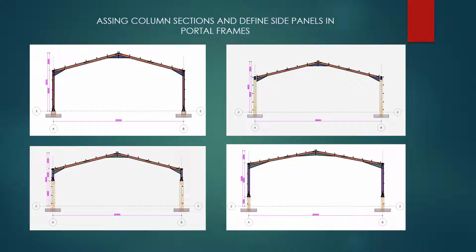In this lesson, we are going to learn how to assign column sections and define some panels in portal frames. In MkaPEB, you can define your columns in several ways. You can define only steel section columns, or you can define full concrete columns. You can make partial concrete columns, and on them you can define a portal frame, or you can define a footing with pedestal column. Let's learn how to do that.